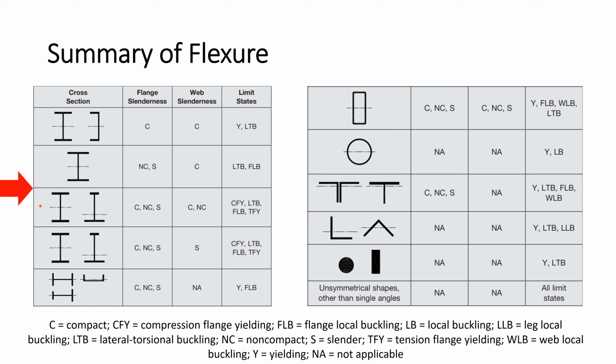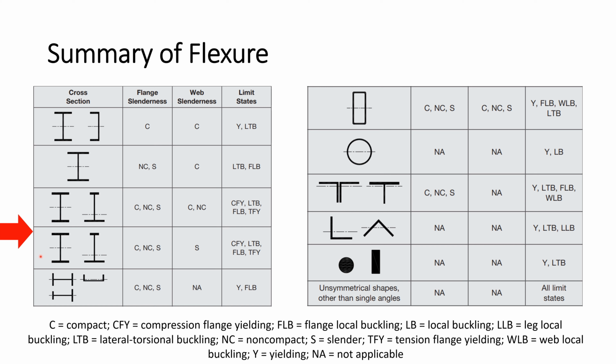The following is for doubly symmetrical I-beams that have the following combination of slenderness for the flange and the following combination of slenderness for the web, or a single symmetrical beam, both loaded about their major bending axis. Such beams, again, cannot fail due to yielding and will fail in one of these four limit states. One is the compression flange yielding, the other lateral-torsional buckling, the third is flange local buckling, and the fourth is the tensile flange yielding.